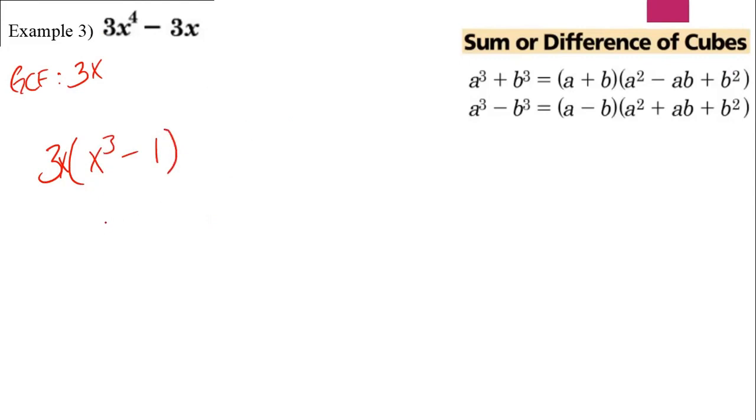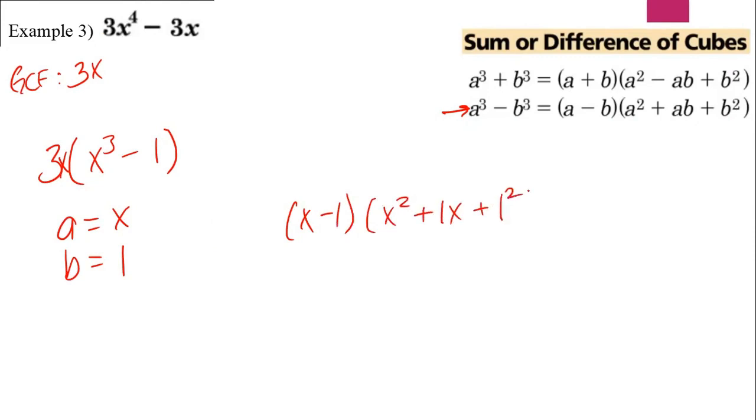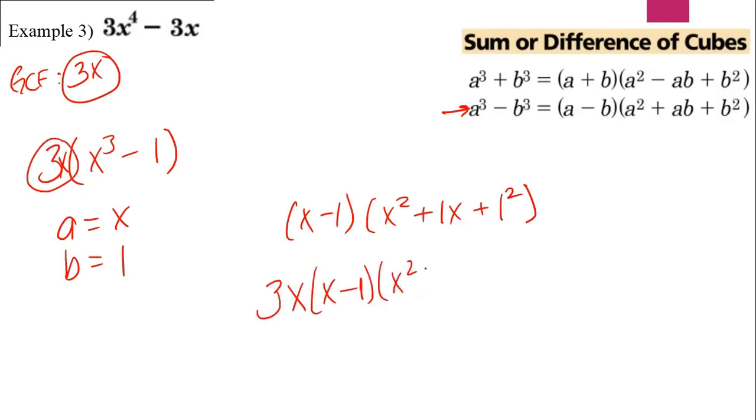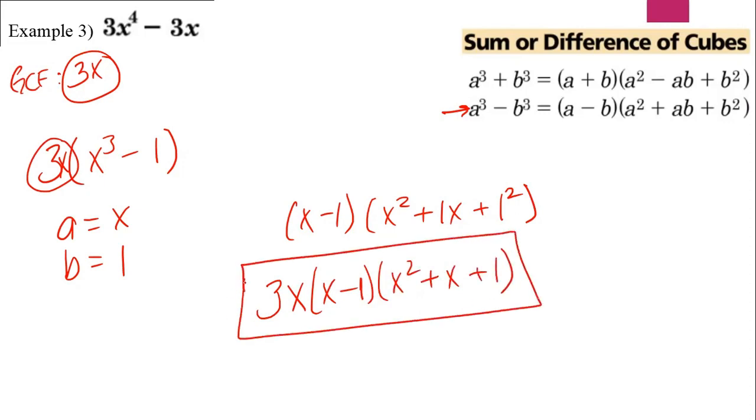Okay, now I'm going to go ahead with my A. My A equals x, my B equals 1. So I am using difference now, so I'm following this formula. So I have x minus 1 times x squared plus 1x plus 1 squared. My final answer has to include my GCF. So my final answer is 3x times x minus 1 times x squared plus x plus 1. Okay, so there's my final answer.